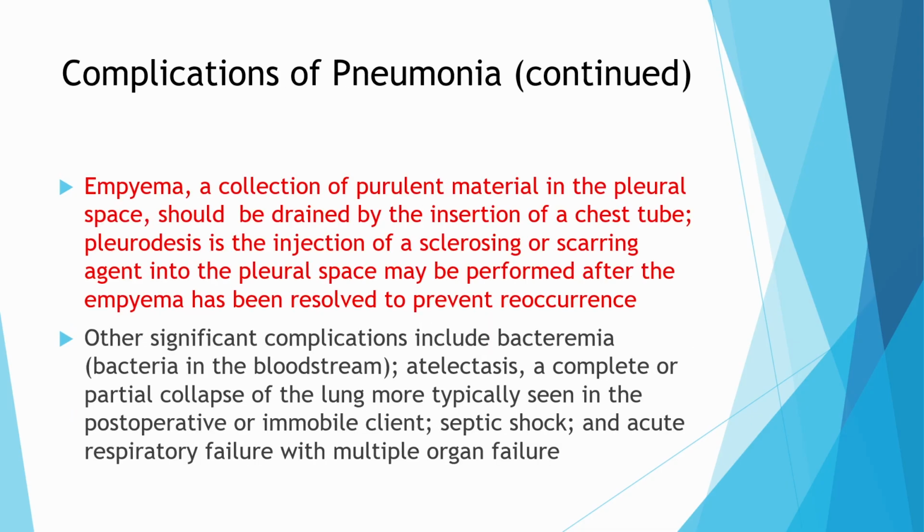So, ladies and gentlemen, please listen up, and then listen up one more time. Empyema. Empyema is a collection of purulent material in the pleural space, and this should be drained by the insertion of a chest tube. Pleurodesis is the injection of a sclerosing or scarring agent into the pleural space, and this may be performed after the empyema has been resolved to prevent recurrence.